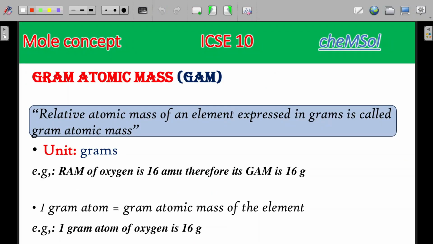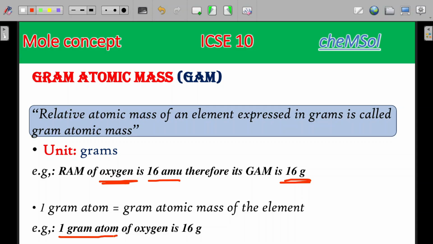But this one, gram atomic mass. Gram atomic mass is what? Whatever the atomic mass is given, you write it in grams. That will be the gram atomic mass for that particular atom. Because atoms have atomic mass, molecules have molecular mass. So see, oxygen atom is there. Its atomic mass is 16 AMU. But if you take 16 gram, that will be its gram atomic mass. Okay, this is very important. And that is called 1 gram atom.